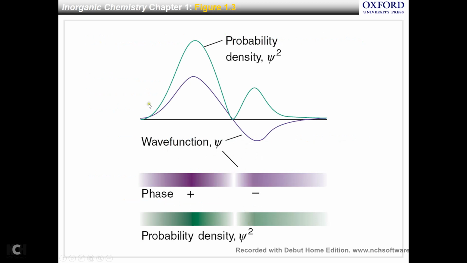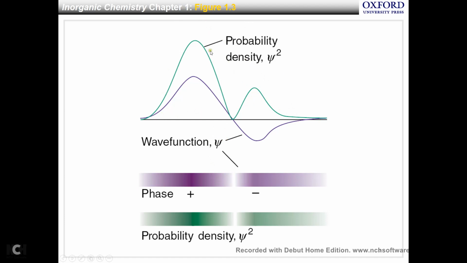Now let's look at some waves. This purple curve is a wave. Over here you have a positive sign, over here you have a negative sign, and in the middle you have a node. Positive, negative, a node in the middle. A wave function has no physical meaning. The wave function squared is the so-called probability density.